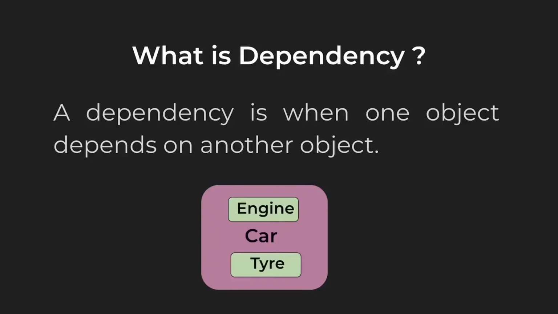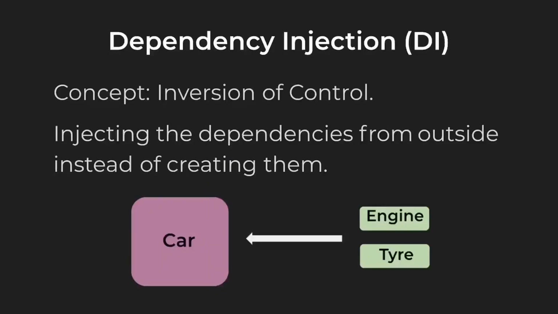Car and engine are tightly coupled. Class car uses only that particular engine and tire. So if they want to use any other type of tire, such as tubeless tire, then they would have to create two types of cars instead of just reusing the same car. So this was about dependency.